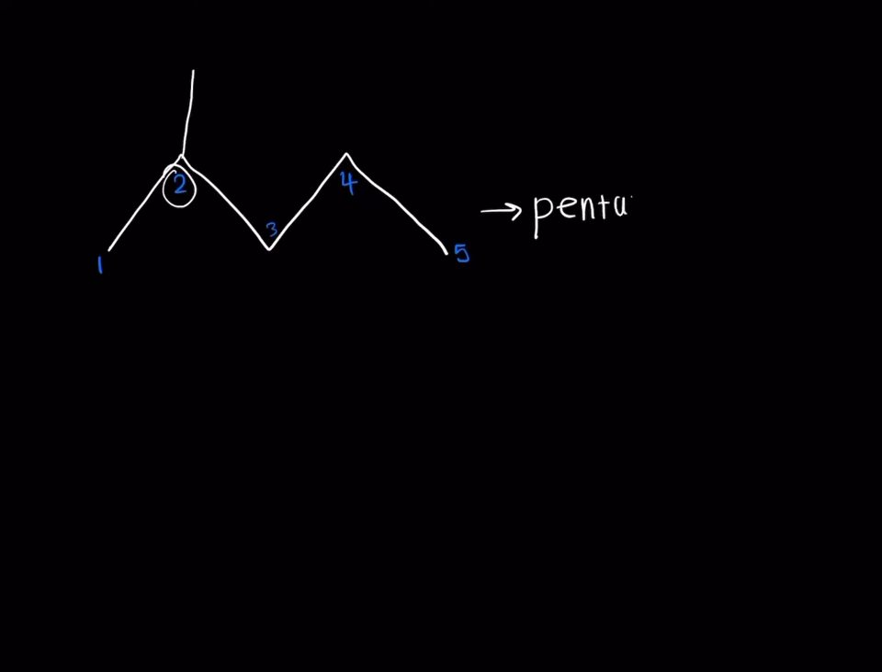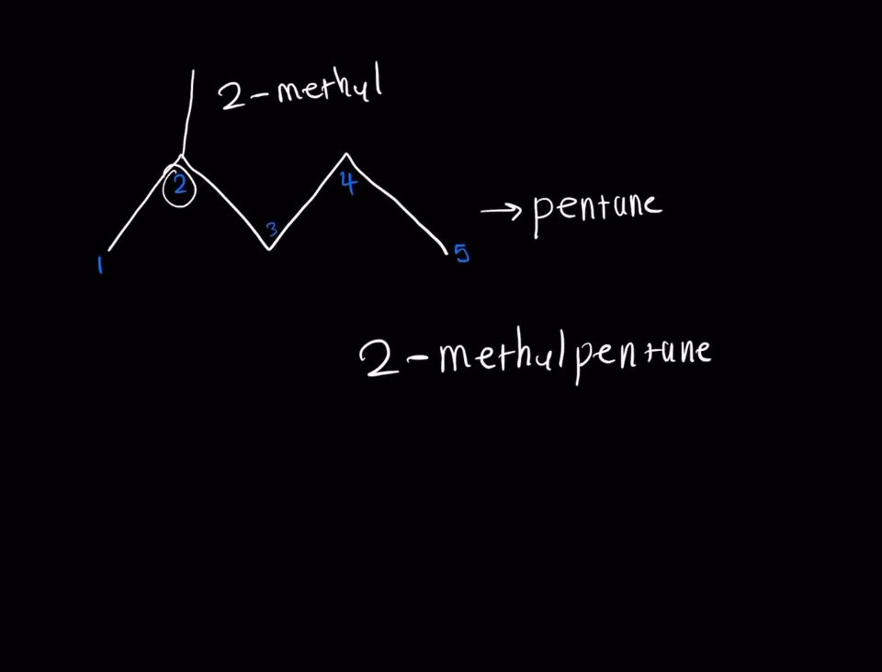We have 5 carbons in the main chain, or in the parent chain, or the longest chain. So the parent chain is called pentane, and then we have a methyl in position 2. So we're going to call this 2-methylpentane. Notice that you have to separate the number from the letters with a hyphen.